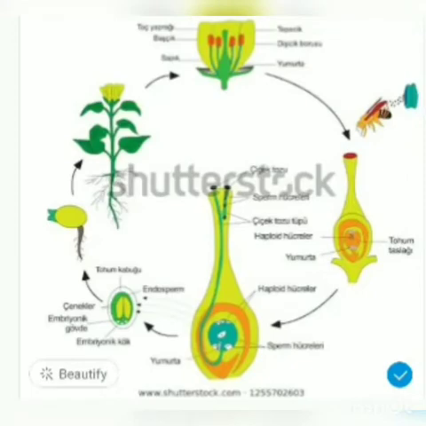We are going to see about fertilization. How does fertilization occur? Yes, the male gamete fuses with the female gamete to form a zygote. This process is called fertilization. How does the male gamete reach the female gamete? Yes, through pollination. The pollen grains reach the stigma.